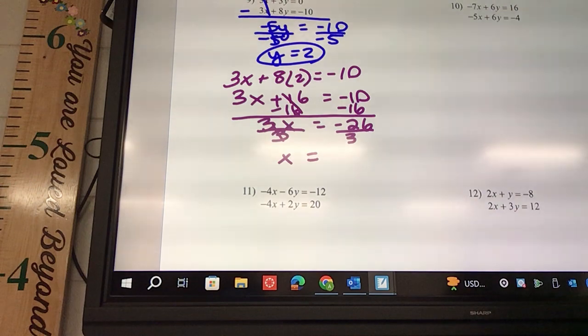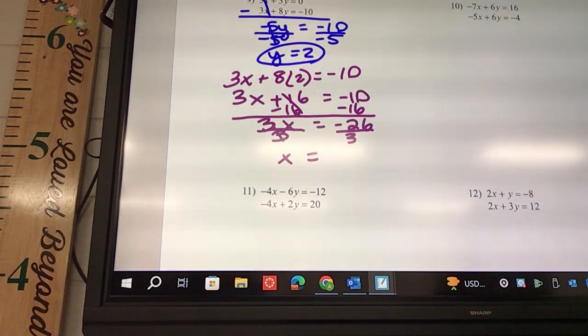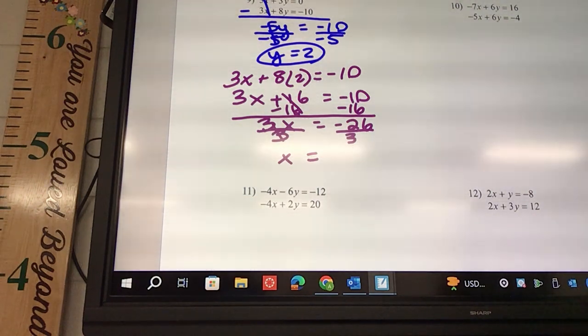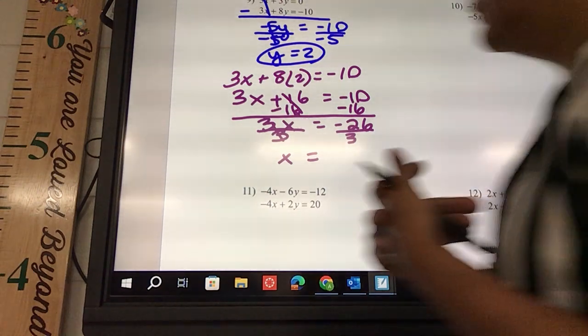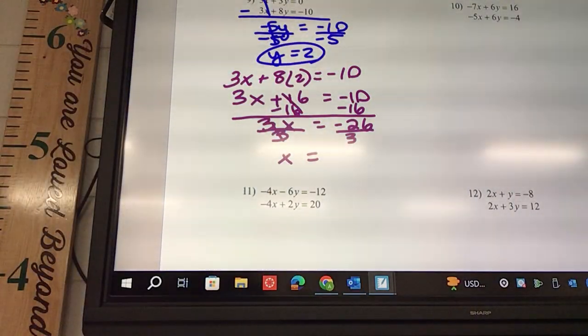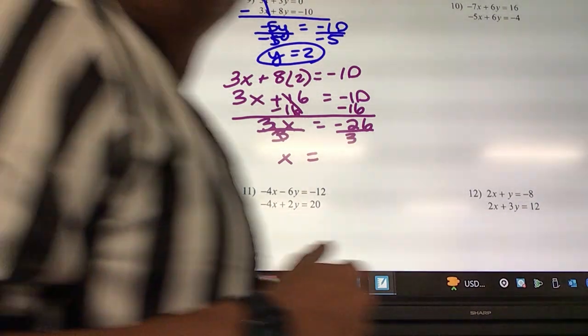I don't see it. What's the matter? Zero minus 3 is 0. 3 minus 8 is negative 5. I don't know. Screw it. We're gonna leave it here.